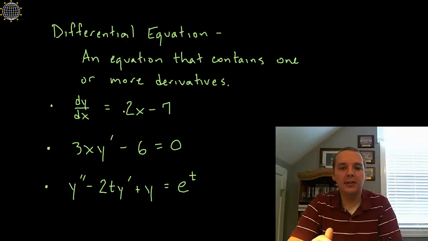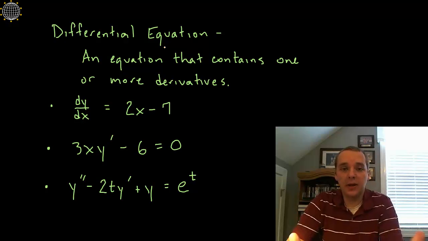Just take a look. Here are three examples of differential equations. First one, dy dx equals 2x minus 7. It's an equation that has a derivative in it. So it's a differential equation. Sometimes instead of dy dx, we'll write it with a y prime. Look at the second equation: 3x y prime minus 6 equals 0. And the third equation is a second order differential equation: y double prime minus 2t y prime plus y equals e to the t. So this has the original function, the first and the second derivative in it. All three of these are examples of differential equations.